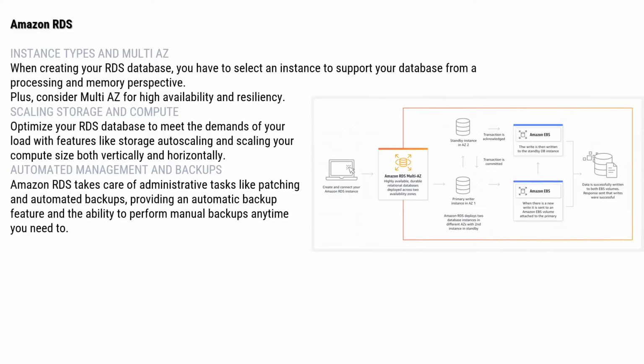Amazon RDS takes care of administrative tasks like patching and automated backup, providing an automatic backup feature and the ability to perform manual backup anytime you need to. So understanding these features and options will help you make the most of Amazon RDS for your database needs.